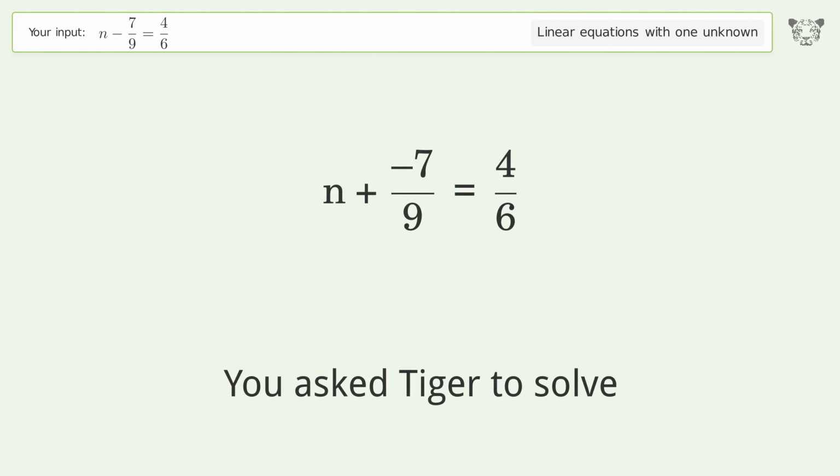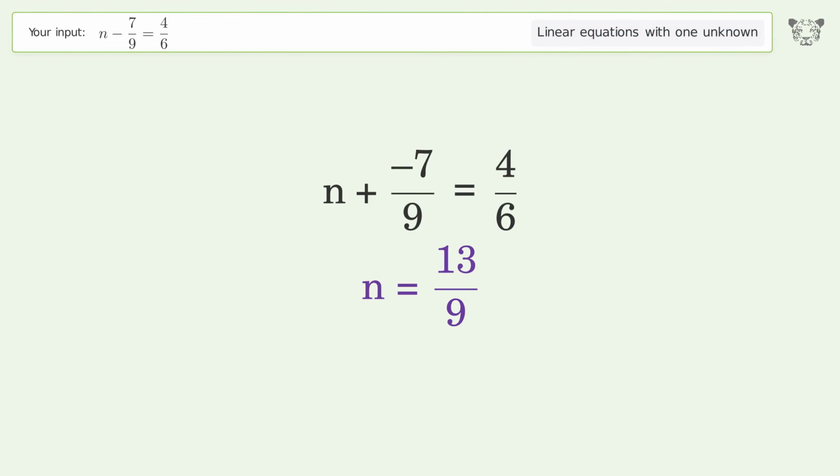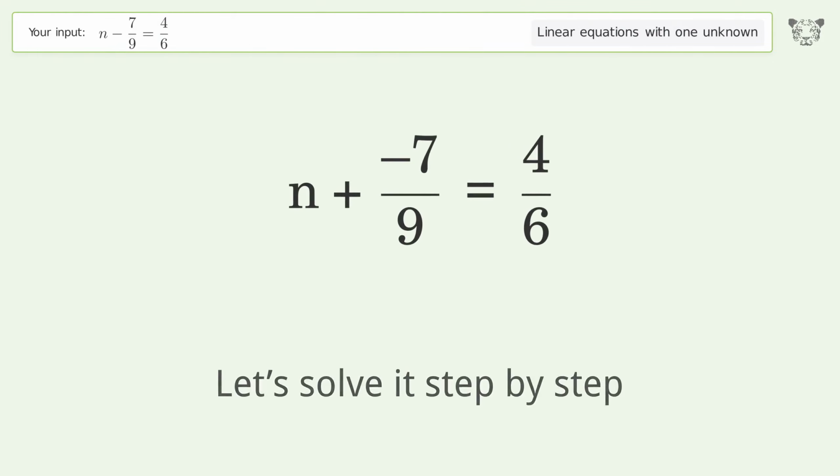You asked Tiger to solve this. This deals with linear equations with one unknown. The final result is n equals 13/9. Let's solve it step by step.